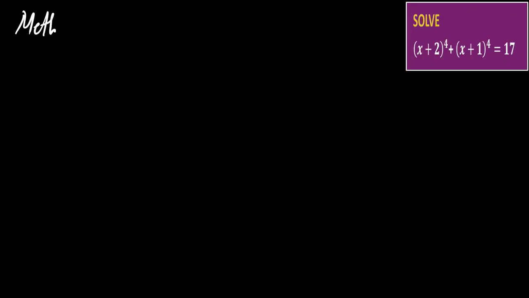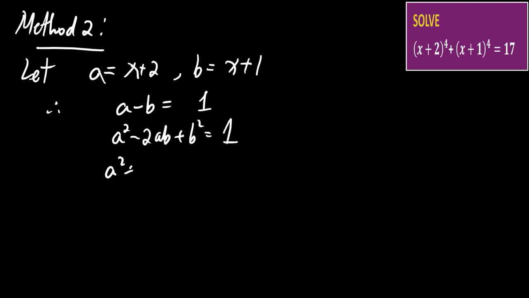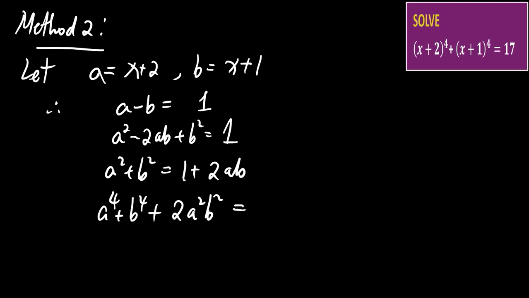So we may look at method 2 now. We use a substitution and say a equals x plus 2 and b equals x plus 1. Then a minus b equals 1. a squared minus 2ab plus b squared equals 1, and a squared plus b squared equals 1 plus 2ab. We square both sides and we have a^4 plus b^4 plus 2a squared b squared equals 1 plus 4ab plus 4a squared b squared.